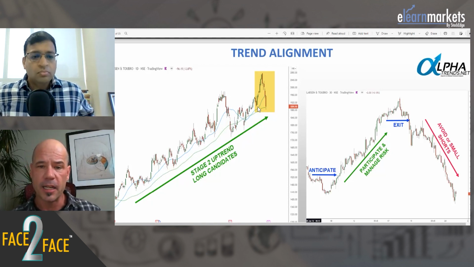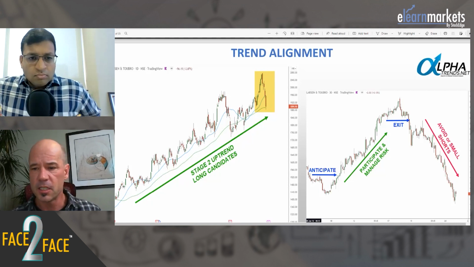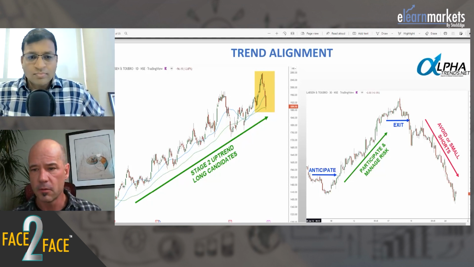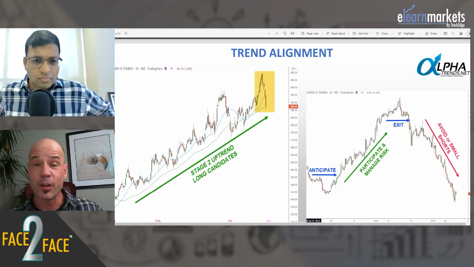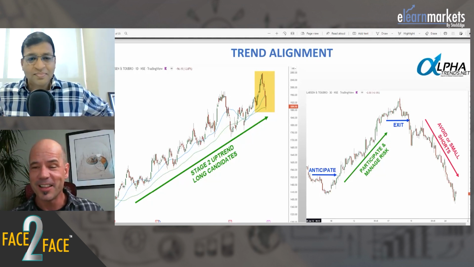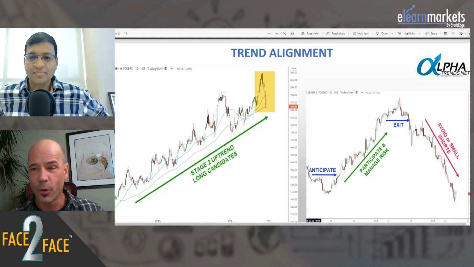So this highlighted area here is simply this chart on the right. So we're magnifying it to 30-minute candles. And I don't even know if that's the proper amount of time for the Indian market.